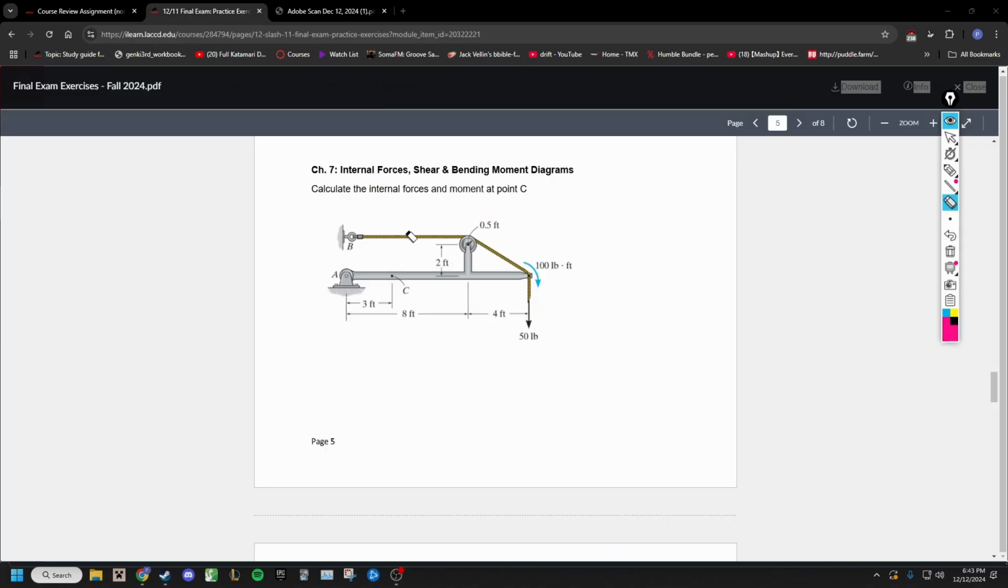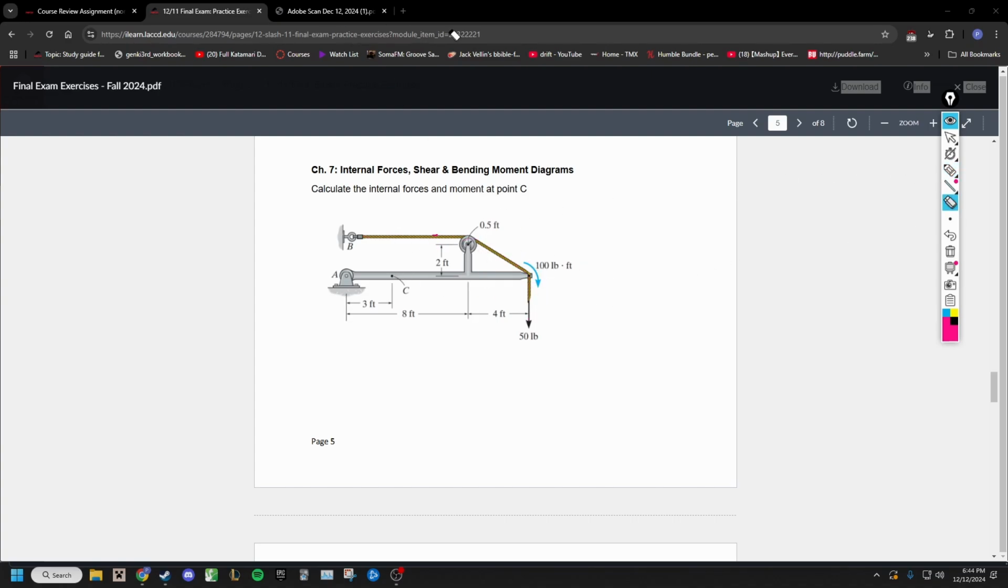So for the chapter 7 question, we are given this configuration here. We have this rope acting here, which will give us a tension force here, a tension force here. We have a moment acting all the way at the end, and we're given all these distances.